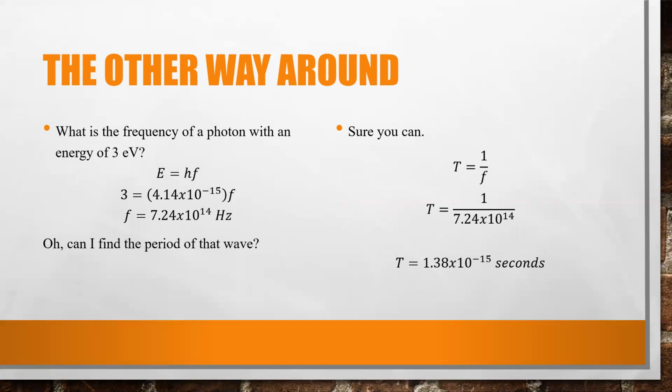Now, those other equations that we've done with waves, like the wave equation, velocity equals wavelength times frequency, and the relationship between frequency and period, where they're the inverses of each other, those still apply because those are still proper wave equations that go along with this. So I can take that frequency and figure out the period of the wave by taking the inverse of that frequency, and I get 1.38 times 10 to the negative 15 seconds for the period. That means it takes that small amount of time for just one of these waves to pass.